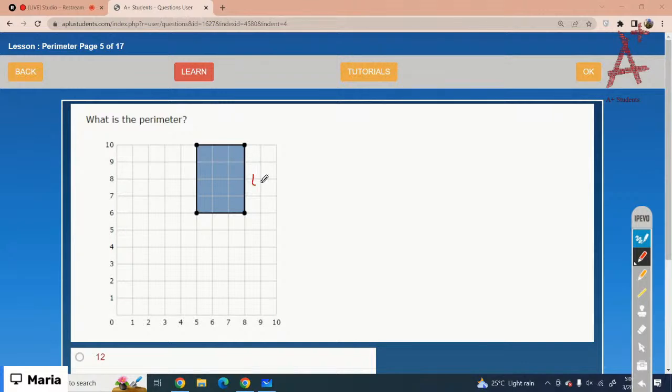1, 2, 3, 4. Here you have 4. Here you have 4. 1, 2, 3. Here you have 3 and here you have 3. So you have to add all the side lengths for perimeter. Got it? So just add 4 plus 4 plus 3 plus 3. It would be 8 and 6, 14. So the perimeter is 14.